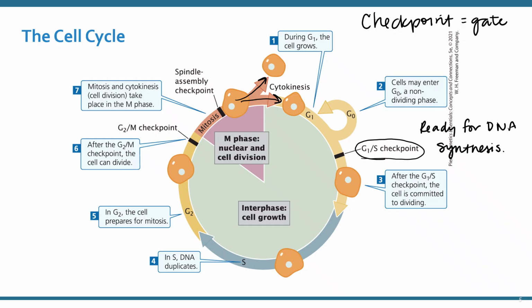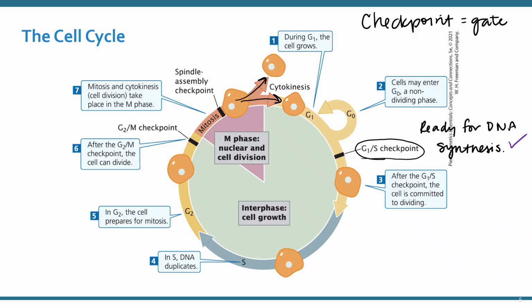And it's also going to check to make sure that the cell is growing properly, that it's big enough, that it's healthy, and just make sure that it's ready for this really energetically expensive process of DNA replication. So assuming that everything is good, the cell's going to cross that checkpoint and continue getting ready for synthesis, and then it is going to switch over to DNA replication.